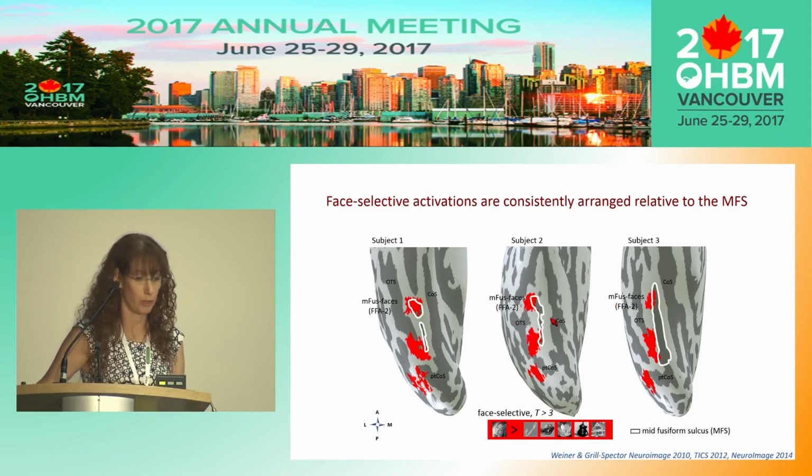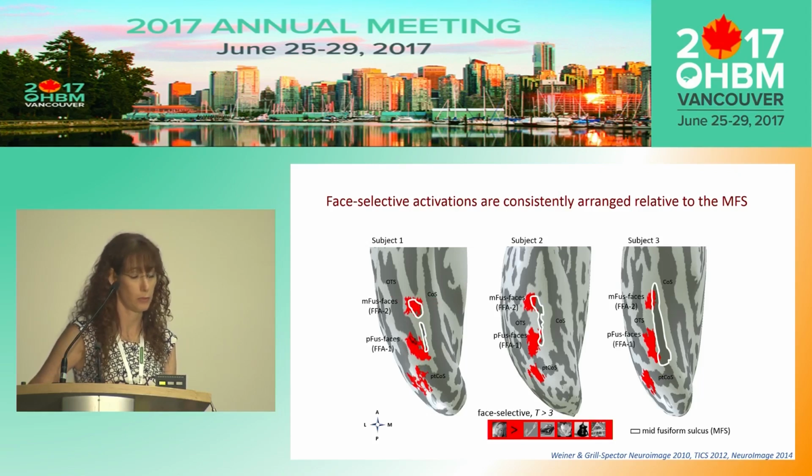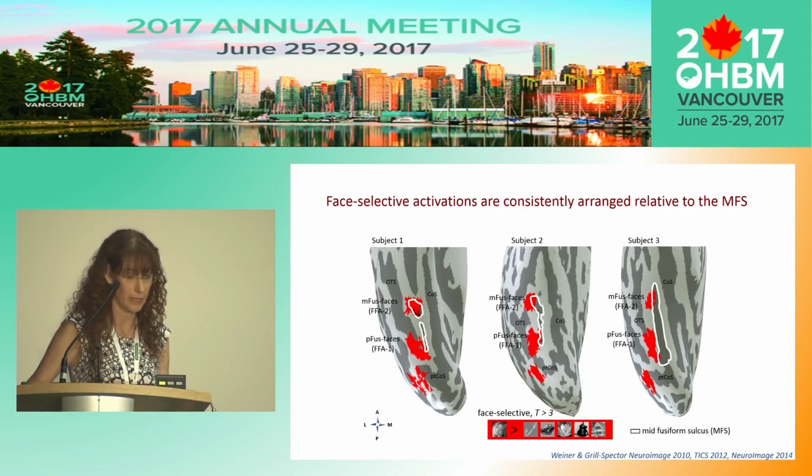And typically in each subject's brain, we find 2 patches in the fusiform gyrus: 1 patch that overlaps the mid-fusiform sulcus, the MFS, we call it mFus-faces. A second patch that's also on the lateral fusiform, but it's 1.5 centimeters more posterior, we call it pFus-faces. Often people lump them together to call them the FFA.